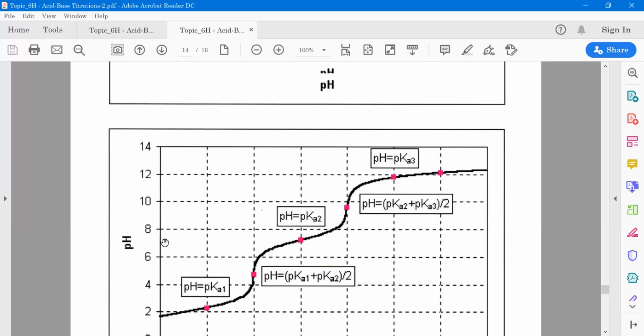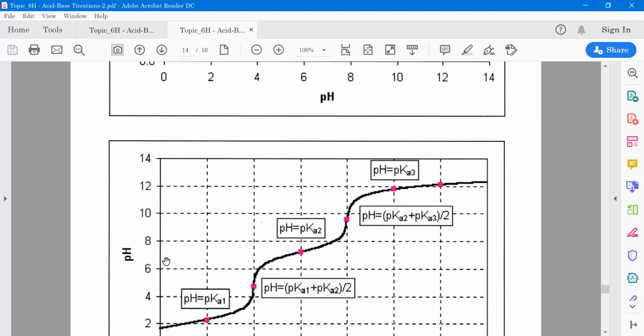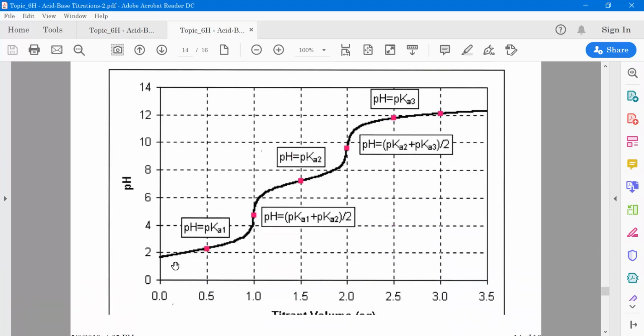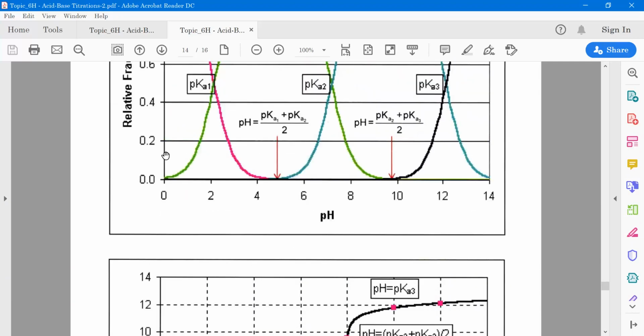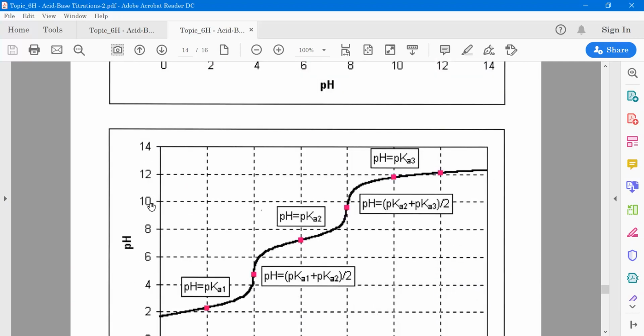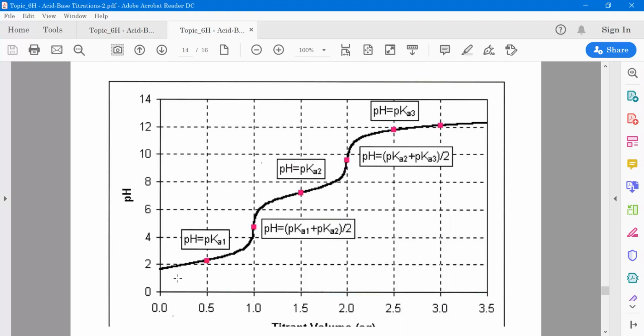So as we saw in the preceding figure for phosphoric acid, the initial pH is whatever it would be for phosphoric acid. In fact, it's a little below 2. That's the pH of, let's say, a 0.1 molar solution of phosphoric acid. As the volume of titrant is increased, as we add sodium hydroxide, we get to the point where we've had 1/2 of an equivalent.